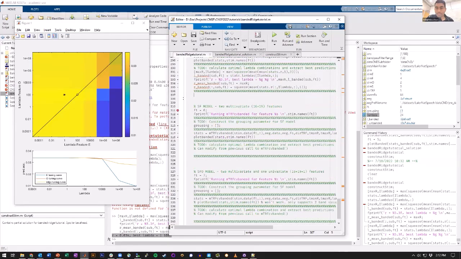Next thing to do is construct an SF model. So here we have two multivariate features. The first has 16 variates and the second has 19 variates. So you're going to have a model that has a total of 35 features. You need to construct the grouping for that, and I'll give you a minute or two to do so. Specifically, we want the S model and the F model to be in different bands. So you do need 1s and 2s in here.